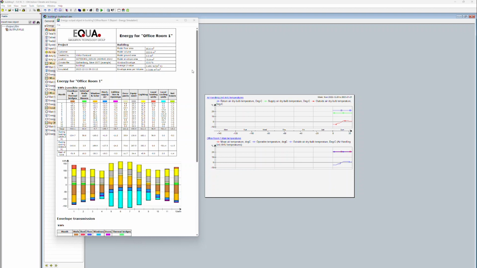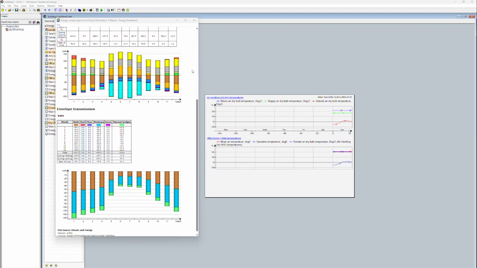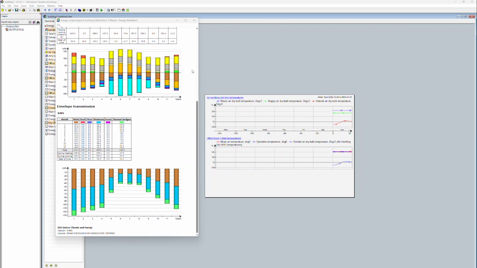At the bottom of the form, we have data about envelope transmission losses divided into walls, roof, floors, and windows.